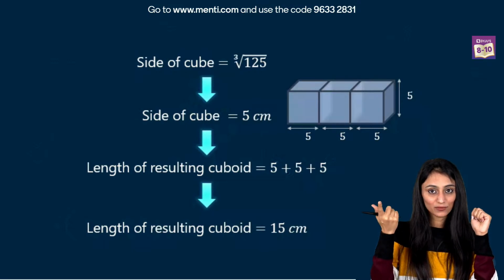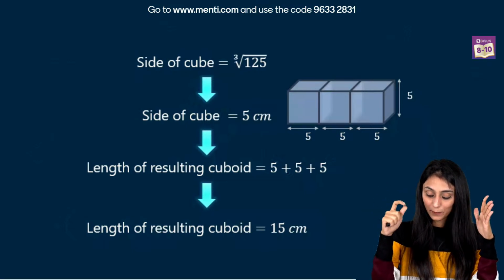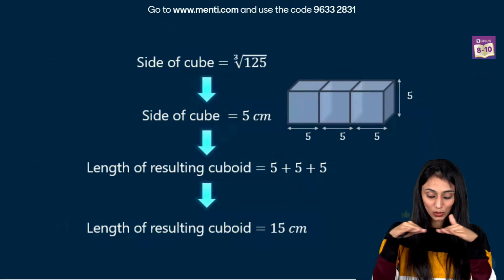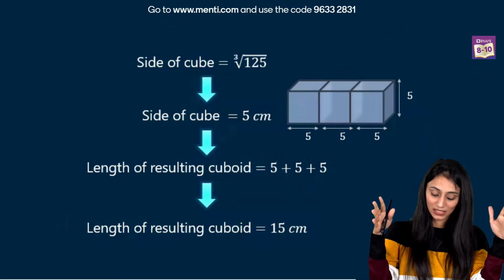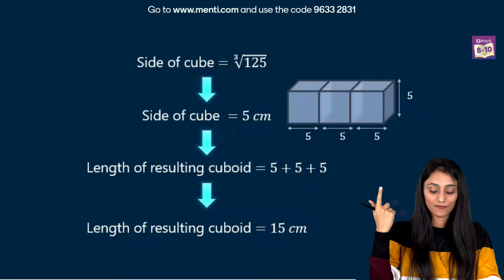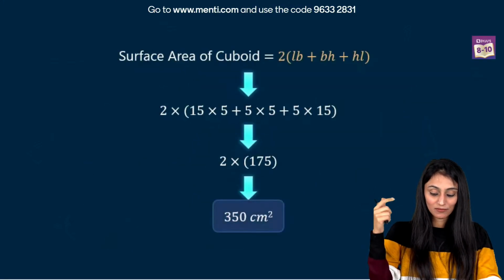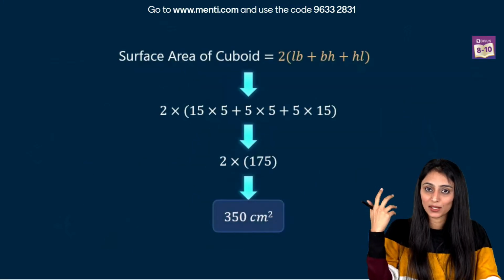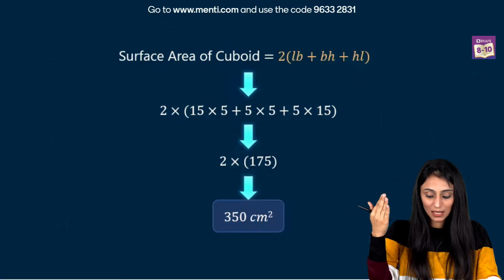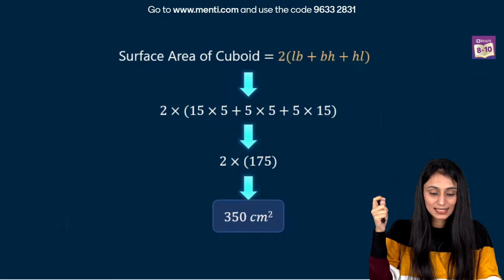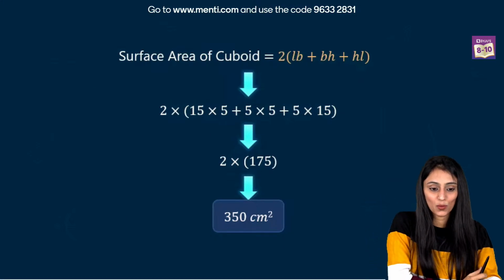So when we have the side of the cube, we have length, breadth and height. Breadth and height would be 5 only. Length would be 5 plus 5 plus 5. That would be 15 centimeter. So we have the length now, right? And when we have the length, we can simply find out the surface area, which is 2 times LB plus BH plus HL. Put everything here, you get 2 times 175, that's 350 centimeters square.